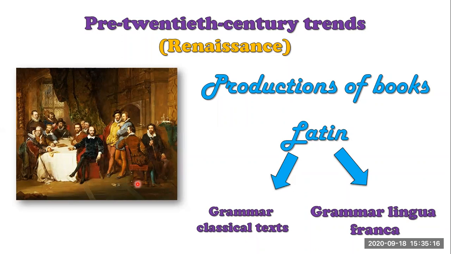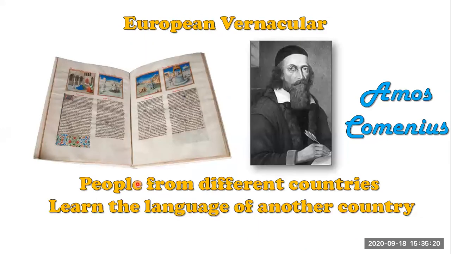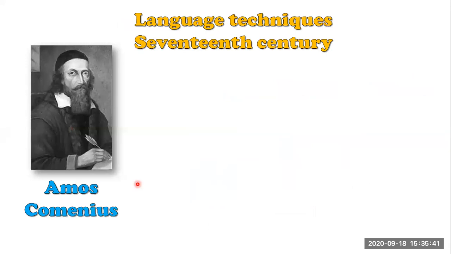So that's why with these new changes, there were many European countries in that time called European vernacular, in which there were many languages that people were practicing, and the people loved the idea of acquiring a new language. So that's why Amos Comenius developed some language techniques that are still practiced in our context.